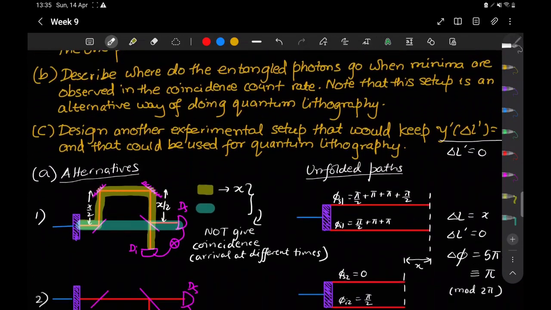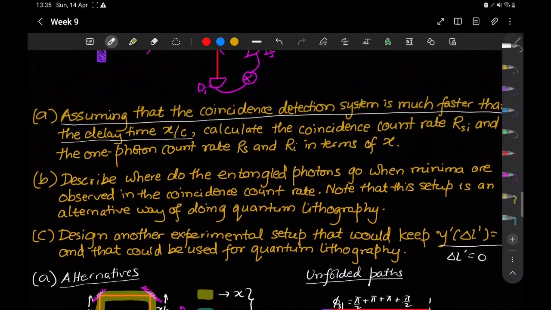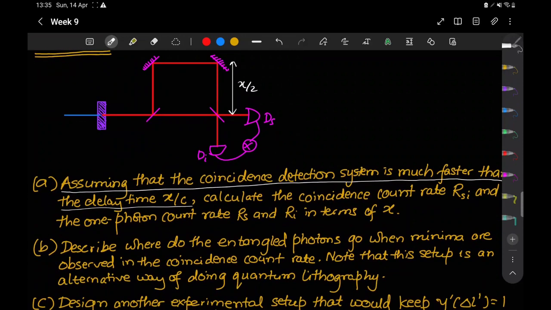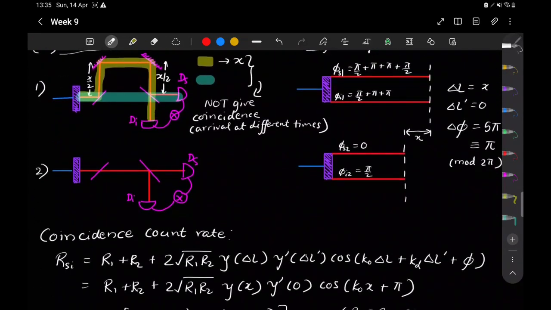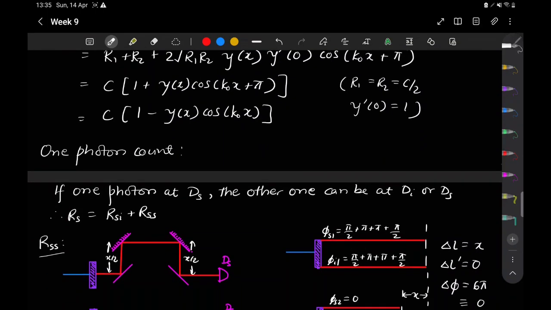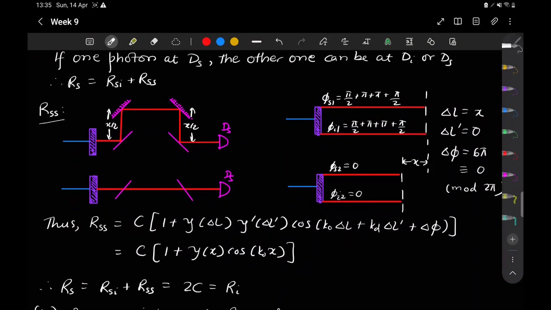In the previous week, we had started with one problem of week 9 itself on the spatial two-photon wave function, but we could not complete it last time due to shortage of time. So we will now start with that particular problem. We will complete that problem and then we will move ahead with week 10 problems.